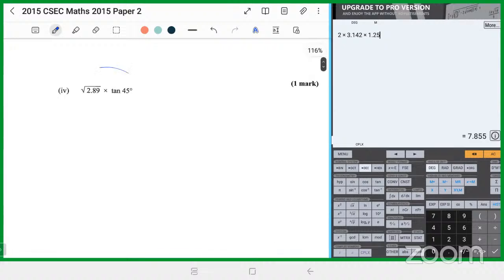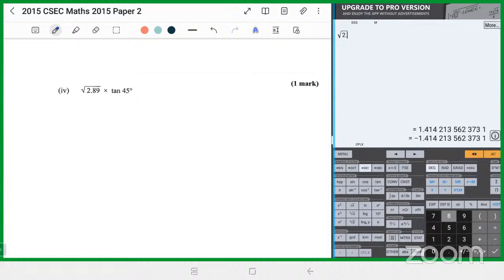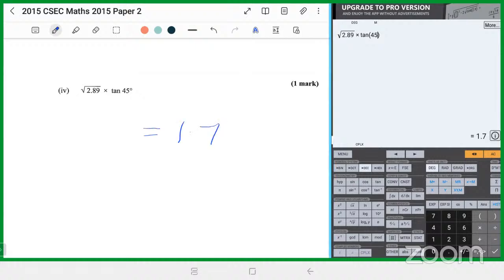This one, calculate again. Make sure the calculator is in degrees. Look up there for the DEG, because you're going to be doing trig. Make sure the calculator is in degrees. It is. And that's going to be the square root of 2.89. That's the answer now, because the tan of 45 is 1. So the answer is 1.7. But I can show you still. Tan of 45 degrees, you get the same answer, because the tan of 45 degrees is 1. That's 1.7. That's the answer, 1.7.